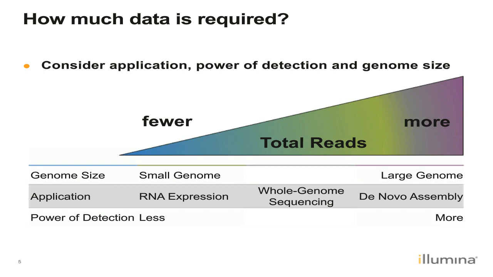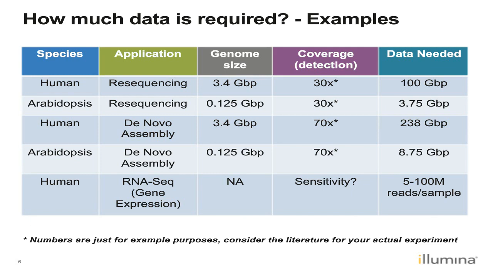On that, switching applications to de novo assembly, if you plan on basically reconstructing a very large genome, then of course you're going to need a lot more reads than you would for a whole genome sequencing experiment or an RNA expression experiment. So let's think about this data requirement a little bit further with some examples.